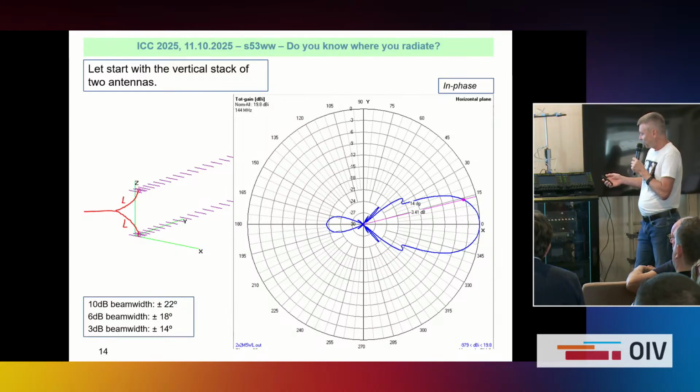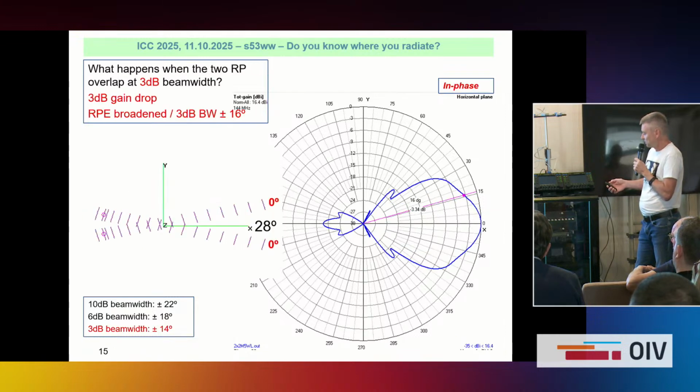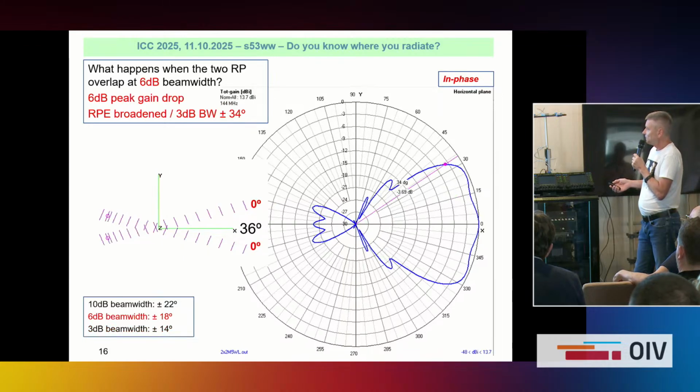So what happens if you rotate the antennas or displace them angularly by 3 dB beam width? So plus minus 14 degrees on the same tower, same in-phase feeding, you get some funny radiation pattern. The gain drops, of course, because you are splitting the power now in 2 different directions, but still it looks fine, right? Now if you go to 6 dB, so the angle separation is 6 dB, 36 degrees apart.